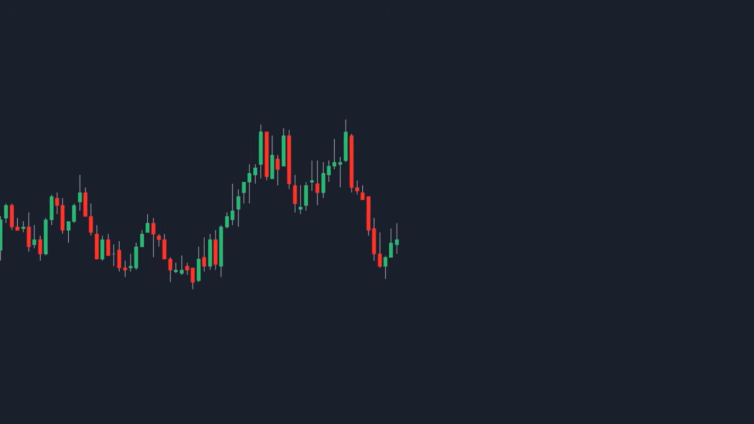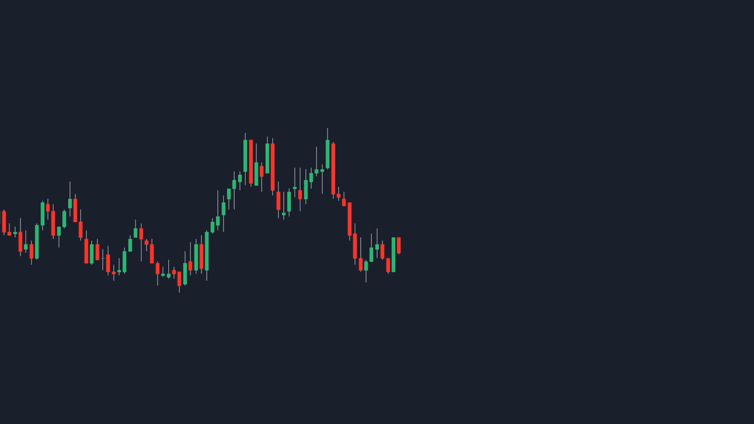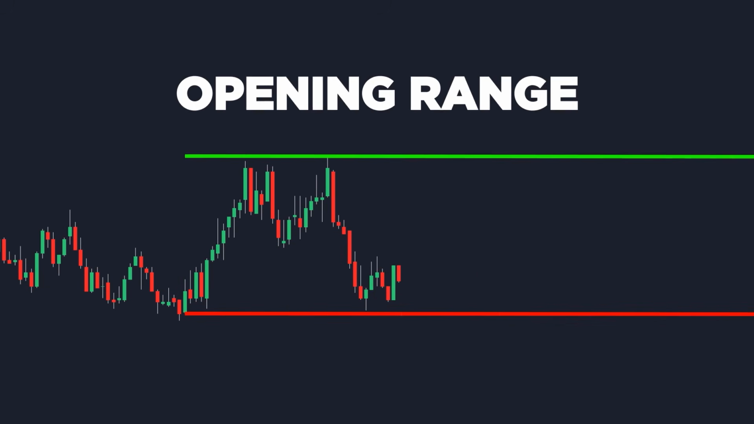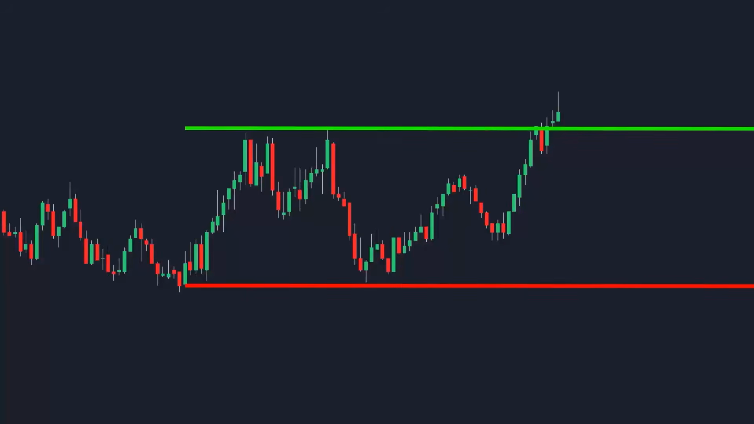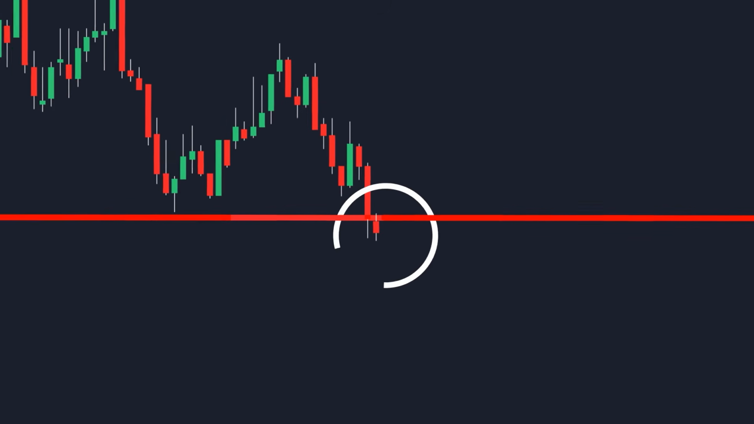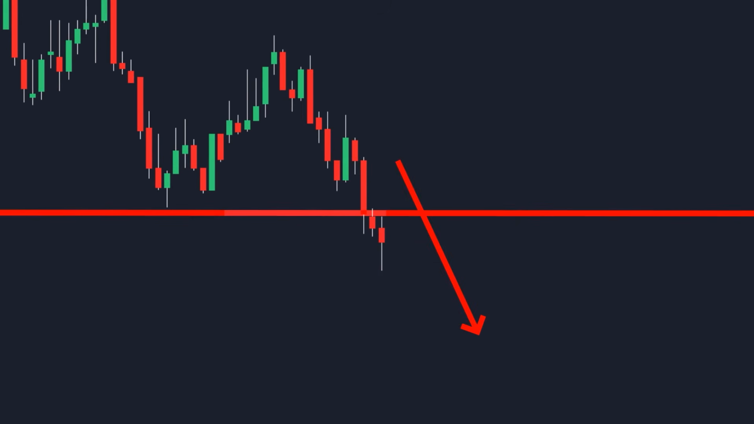You wait for the session to open, like the New York, London, or Asia session, and then track price for the first 30 minutes. After 30 minutes have passed, you'll mark out these two levels, the high and the low. This is called the opening range. Now, you wait patiently. If price breaks above the high, that suggests buyers are starting to take control. If price breaks below the low, that tells you sellers are in charge.